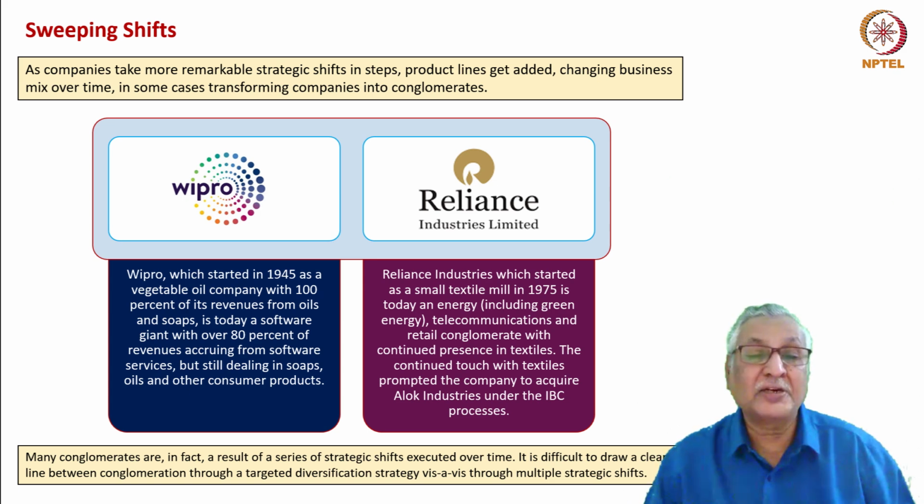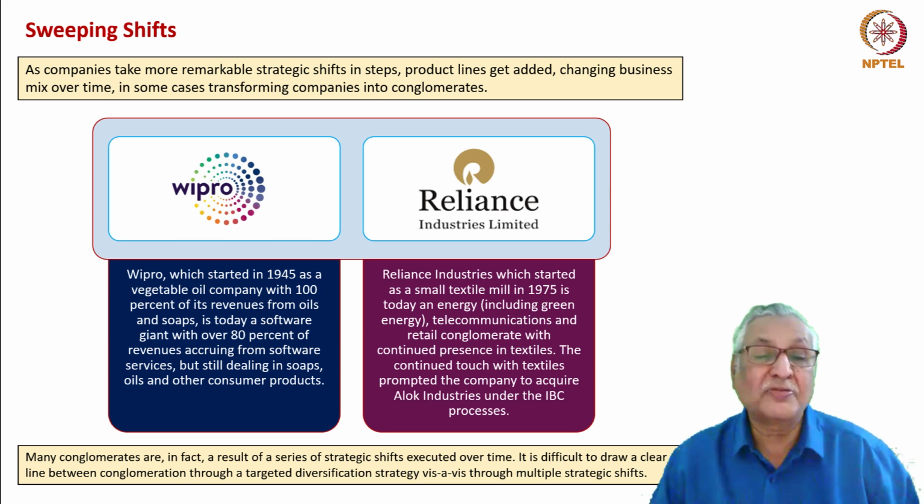Wipro, which started in 1945 as a vegetable oil company with 100% of its revenues from oils and soaps, is today a software giant with over 80% of revenues accruing from software services. But the company is still dealing in soaps, oils, and other consumer products. It has recently made an acquisition of a Kerala based FMCG company in the foods and nutrition area to further strengthen its FMCG footprint.